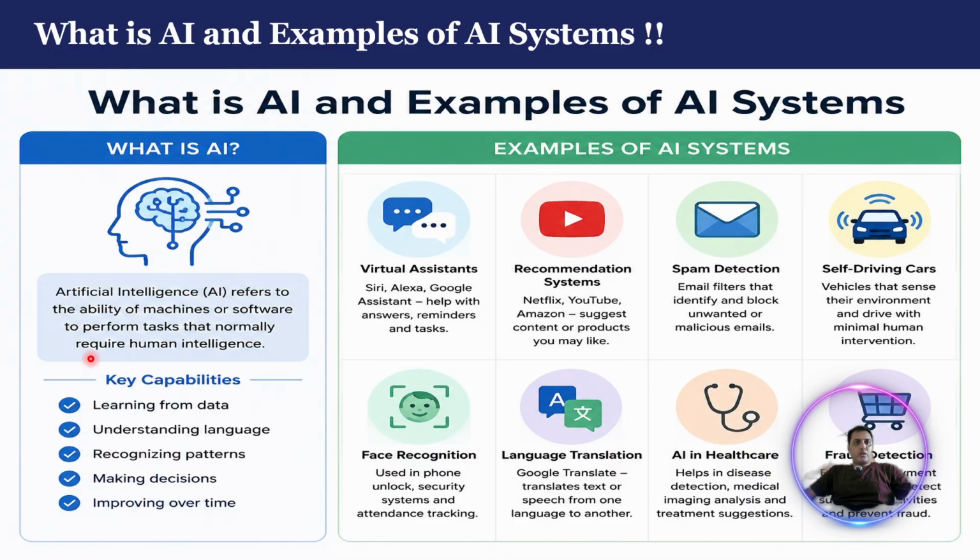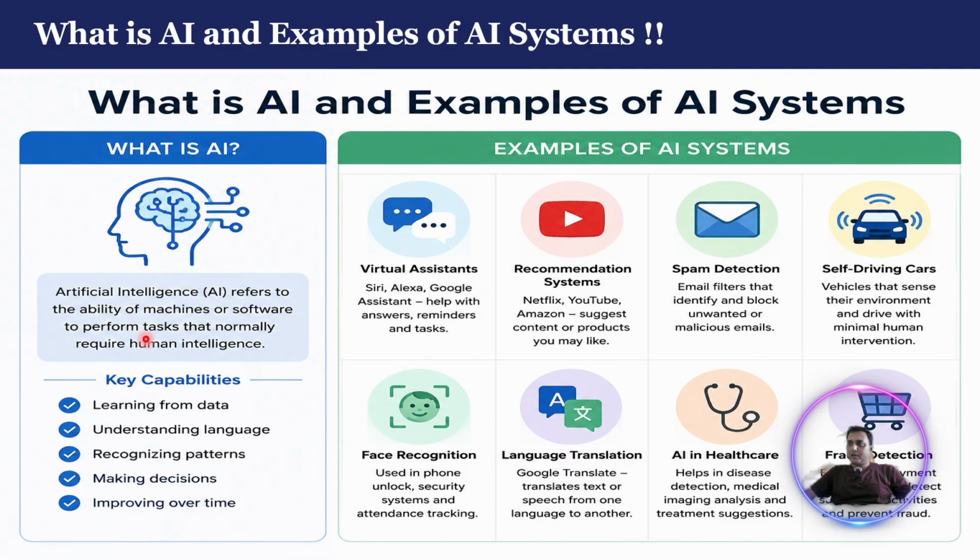So let us understand what is AI and the examples of AI systems. AI means artificial intelligence. AI refers to the ability of a machine or software to perform tasks that normally require human intelligence, right? So here, for example, there are different AI systems. Here you can see the virtual assistant, which is basically your Siri or Alexa or Google Assistant. That can help you in various different ways, right? So that is one example of an AI system.